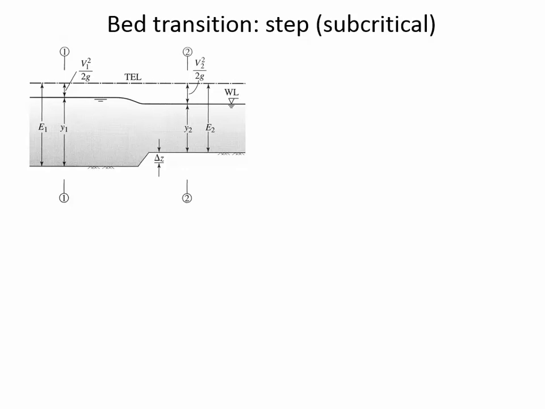So let's take a look at this. It's many of the same principles. We've got a location 1, which is upstream, a location 2, which is downstream. You can see from the figure here, they're showing the TEL, total energy line. The total energy stays constant through that transition, but we're going to solve this on the basis of specific energy, not total energy. Remember, specific energy is how much energy is in the water above the channel bed.